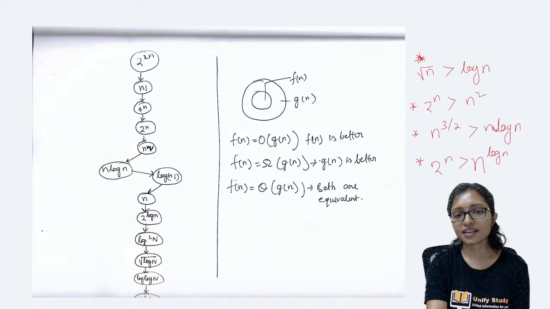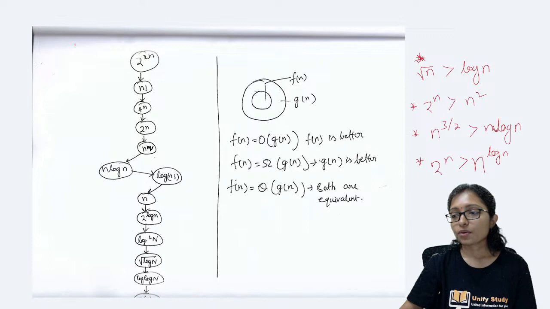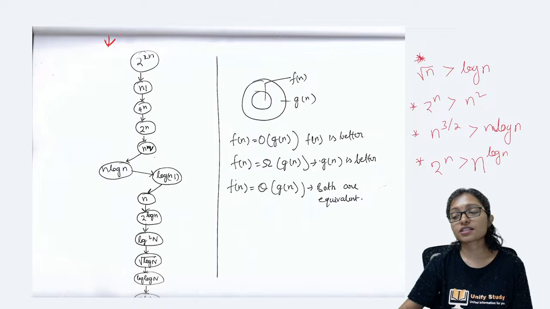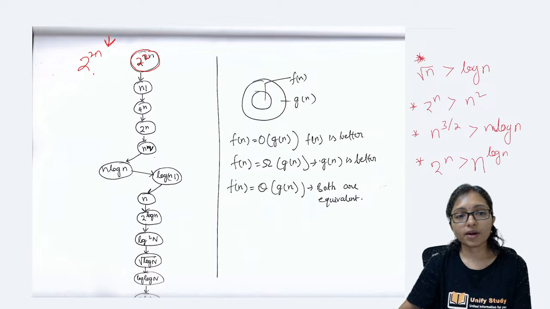Okay, so first thing is, whenever you are going to learn the complexity, whenever you are doing the complexity, you have to remember this list. The list is very, very important. That is, which one is higher, which one is lower. First of all, the highest one is 2 to the power 2n. After that there is n factorial, because the comparison is very, very important. So after that there will be 4 to the power n.